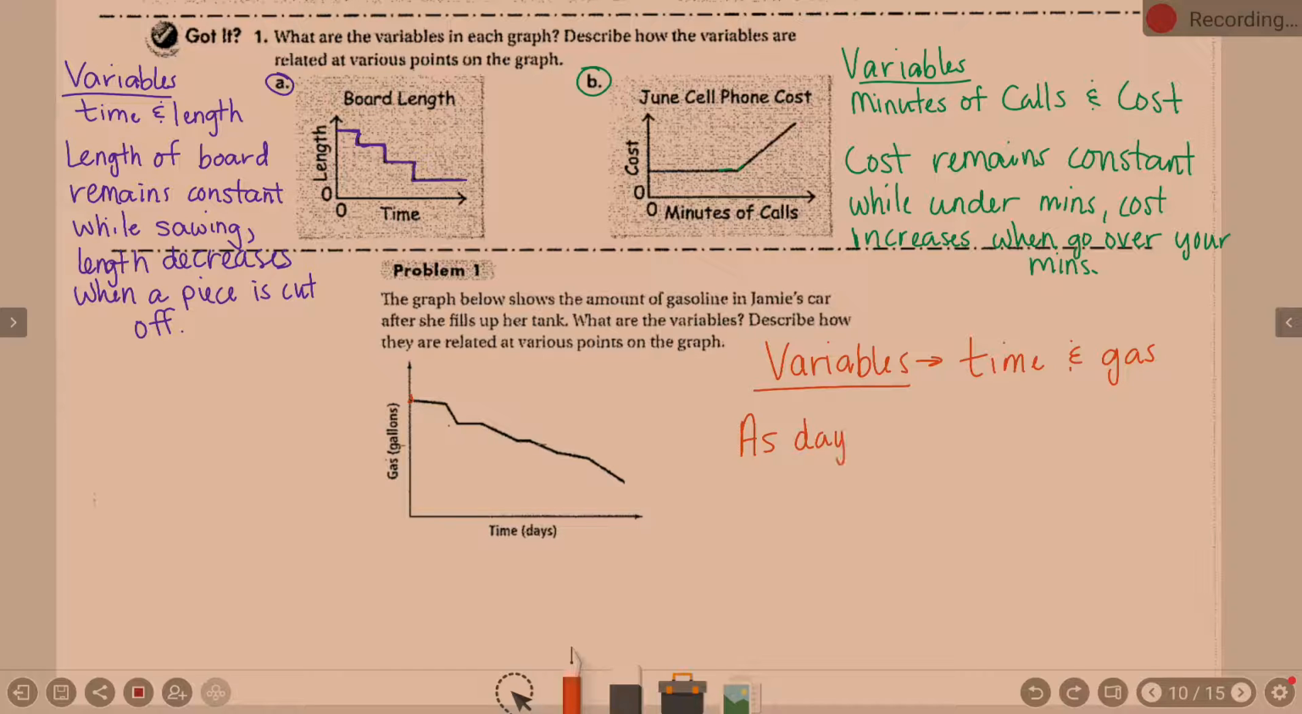So I'm going to say, as days pass and she drives, gas decreases. And then I'm going to say gas remains constant when not driving.